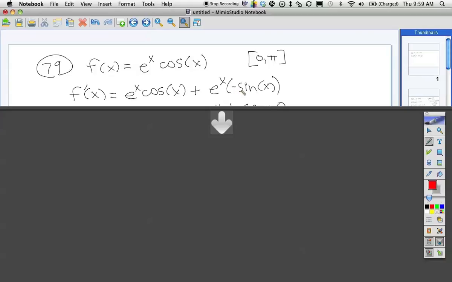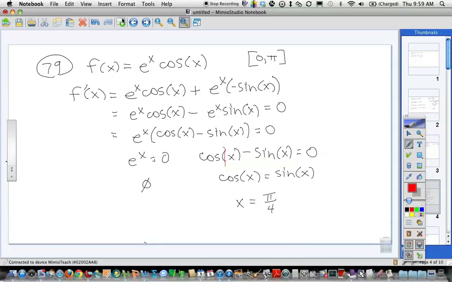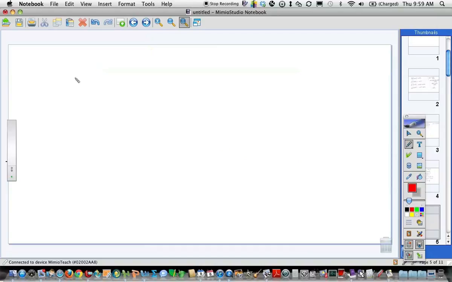Now, again, I see this all the time. I will guarantee you, I hope I'm wrong, but on the gateway test for this problem, I promise that somebody on the gateway test for this derivative, e to the x times cosine x, is going to do this.